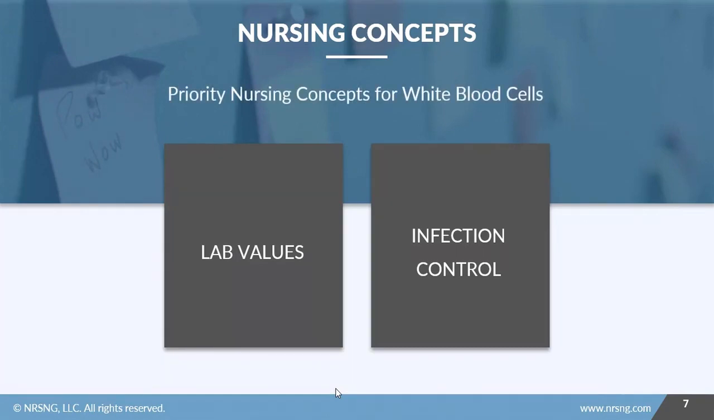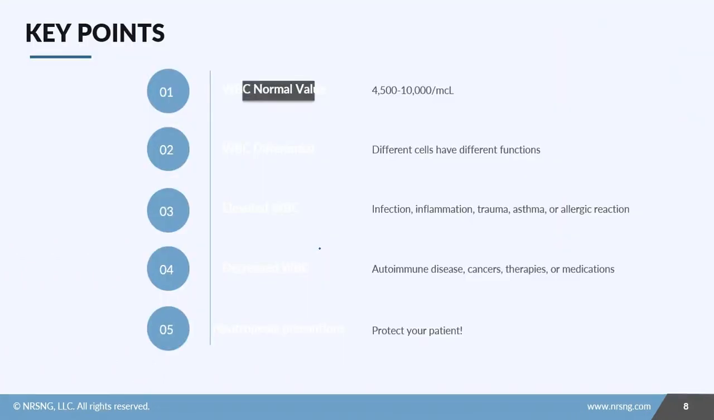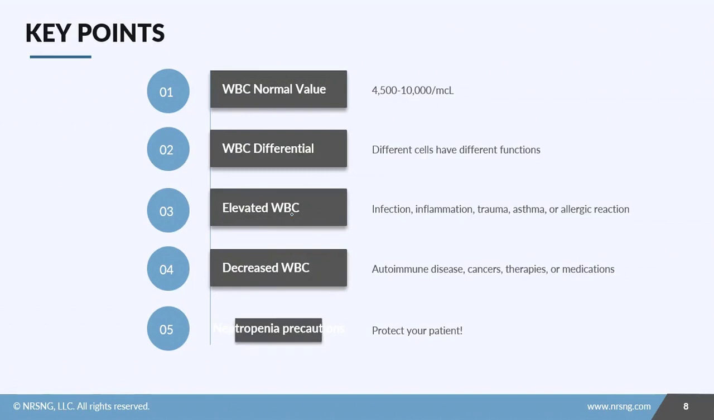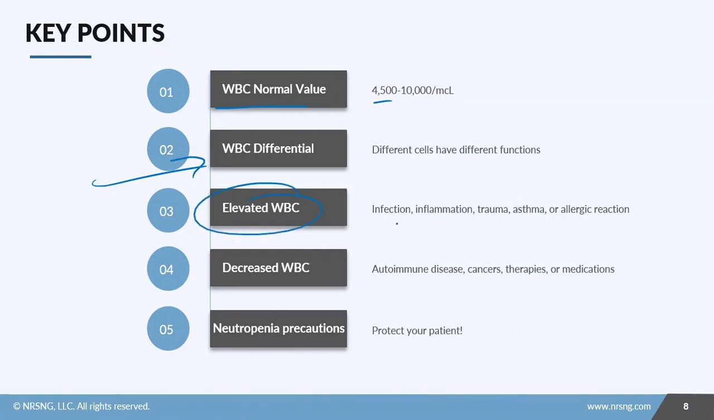Our priority nursing concepts for this lesson include lab values and also infection control because we're looking at white blood cell counts. Okay, so let's recap. Your white blood cell count, normal value, is going to be 4,500 to 10,000 cells per microliter. Always pay attention to your white blood cell differential because it's going to tell you what's going on with your patient. If your patient has an elevated white blood cell count, think infection, inflammation, sort of trauma, maybe asthma or an allergic reaction.